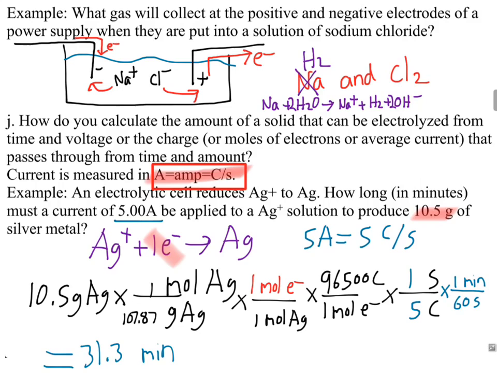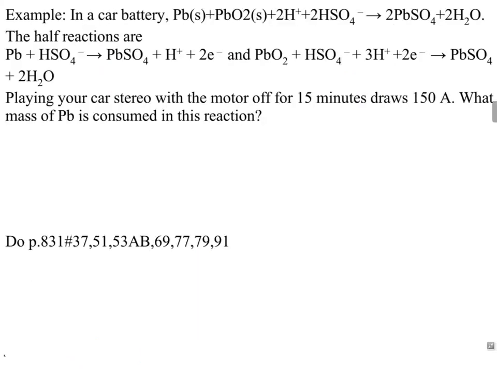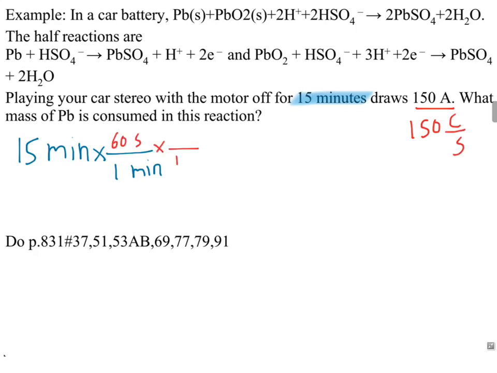Let's do another example. Last one. This one gives you time and amps and asks for mass. Again, these problems are easiest if you start with mass or time. So start with time. I'm asking myself, what should I convert to from minutes? Well, I have amps. Amps are coulombs per second. So let's go ahead and convert to seconds. Then I can use my amps conversion, which is 150 coulombs is 1 second.